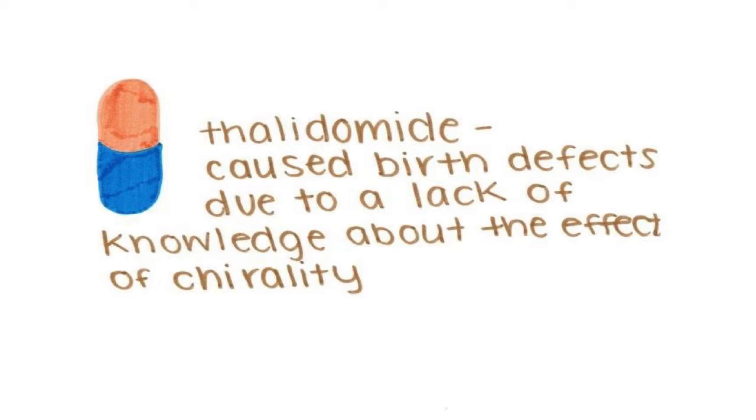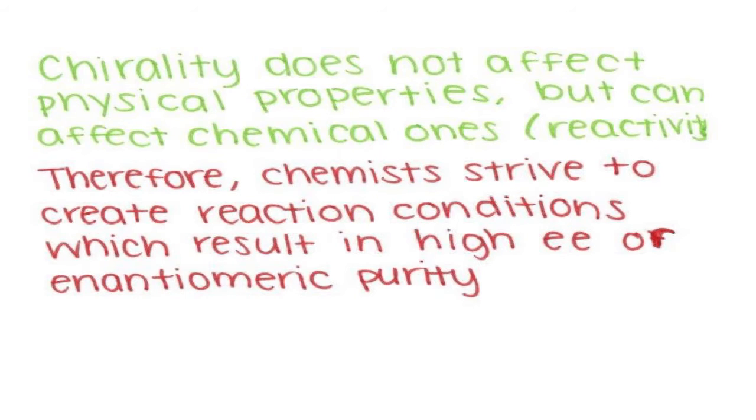This may all seem abstract, but it has some very real and serious applications. One famous example is the drug thalidomide, which is a pregnancy medication that led to thousands of birth defects. This happened because the effects of only one enantiomer of the compound were studied, but both were given. Chirality does not affect physical properties such as mass, but it can affect chemical ones. Therefore, chemists strive to create reaction conditions which will result in high ee, or enantiomeric excess.